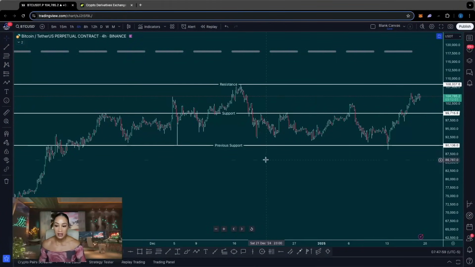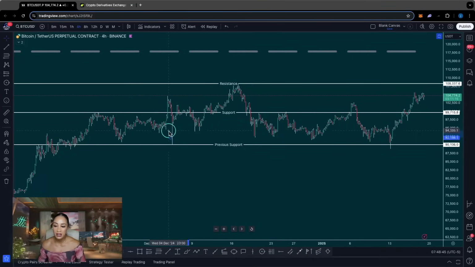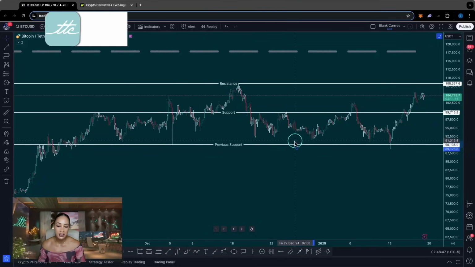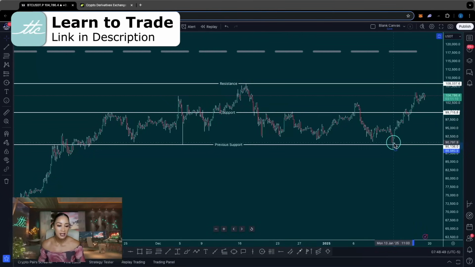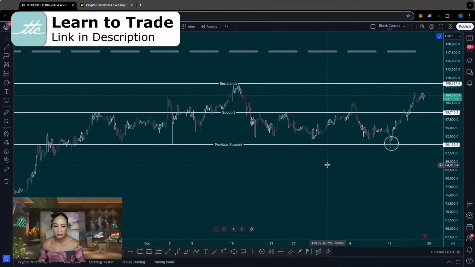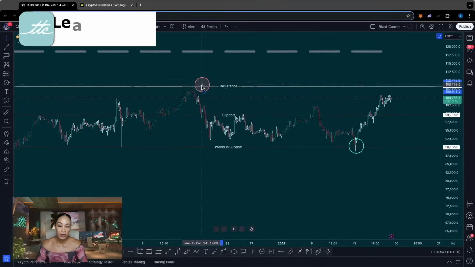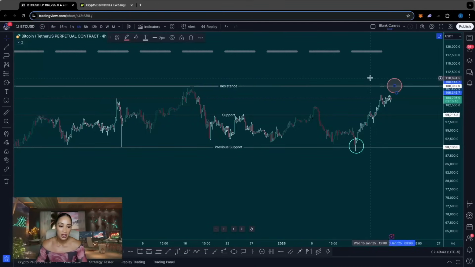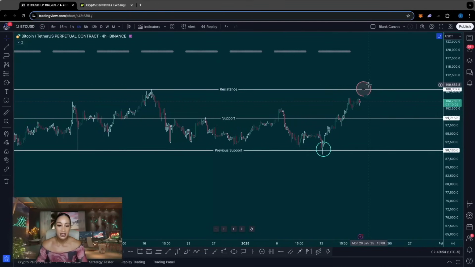A resistance level is always above the current market price and a support level is always below the current market price. Support is an area where you may see price bounce as buyers may see it as a cheap buying opportunity. Resistance is an area where you may see price reject as buyers may see it as an opportunity to take profit and sellers may see it as an area to open short positions.